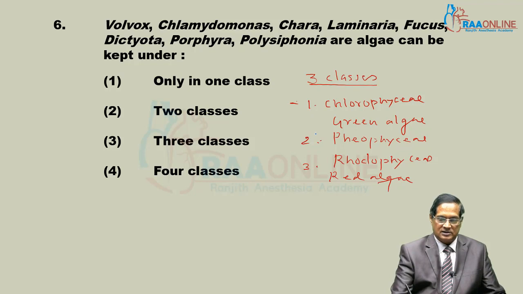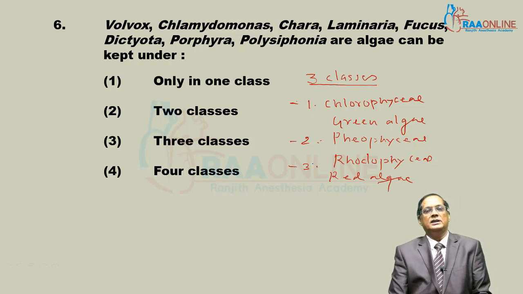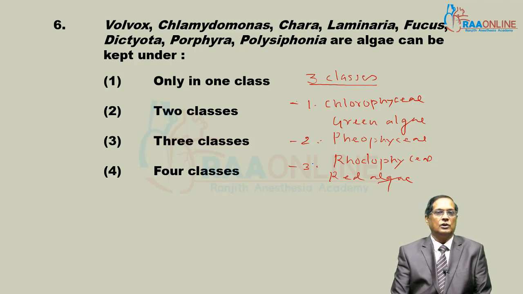And algae are kept under these three classes on the basis of first, cell wall structure, second, stored food material, third, pigmentation in chloroplast, and fourth, their stored material.